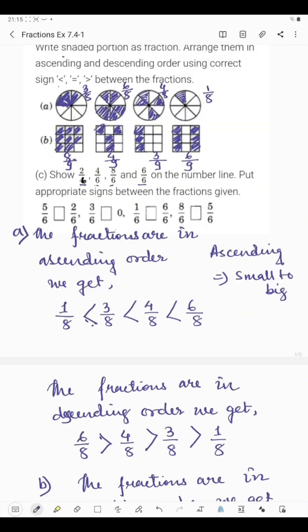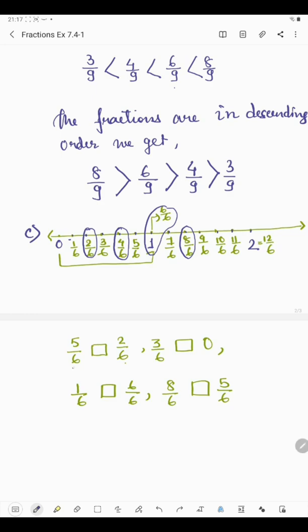Now put appropriate sign between the fractions given. Now when the denominator is same, that time we just compare the numerator. So here we can see that 5 is greater than 2. So 5 by 6 is greater than 2 by 6. Okay. Now if you see the number line, 5 by 6 is up to this and 2 by 6 is up to this. So obviously 5 by 6 is greater than 2 by 6. Okay. Now in the next one we have 3 by 6 and 0. So 3 by 6 where is it?